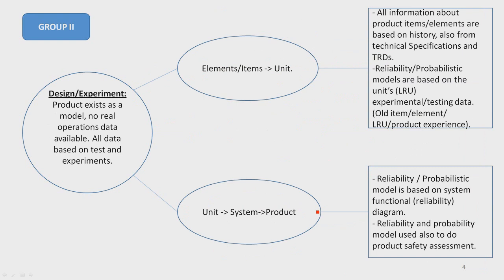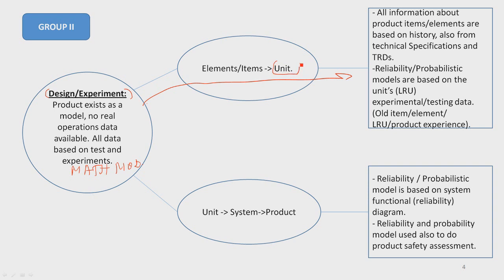Now, group 2. Group 2 is all about new product, and it's all about design and experiment. So the product exists as a model, no real life operation data available, all data based on tests and experiments, and also some mathematical models. Okay, I have to put here math models. Okay, and item 1 in group 2 is elements, items, units.